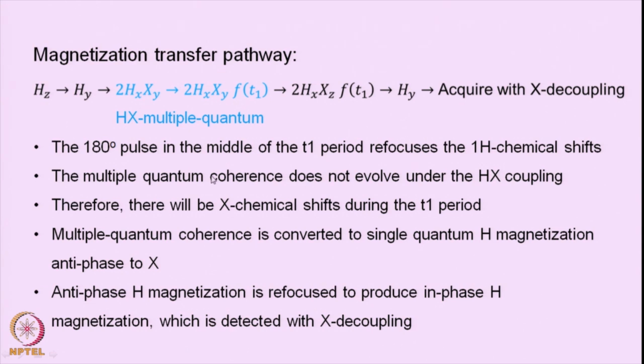So here are the salient features repeated once more. The 180 pulse in the middle of the T1 period refocuses the proton chemical shifts. Multiple quantum coherence does not evolve under the HX coupling, and therefore there will be X chemical shifts only during the T1 period. The multiple quantum coherence is converted into single quantum proton magnetization antiphase to X, then antiphase proton magnetization is refocused to produce in-phase proton magnetization, which is detected with X decoupling.